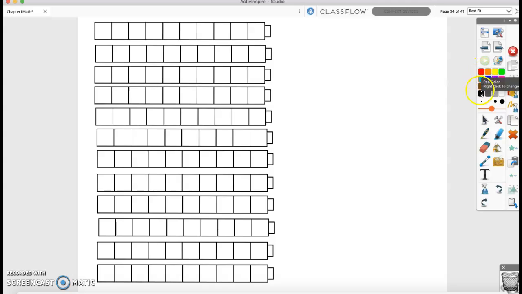So I'm going to color it, and then I want you to try to figure out what my number sentence is. So here's one way to make 10 when I have all the same color. So what do you think that number sentence is? If you said 10 plus 0 equals 10, awesome job.